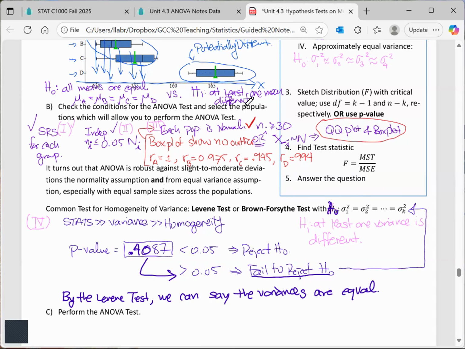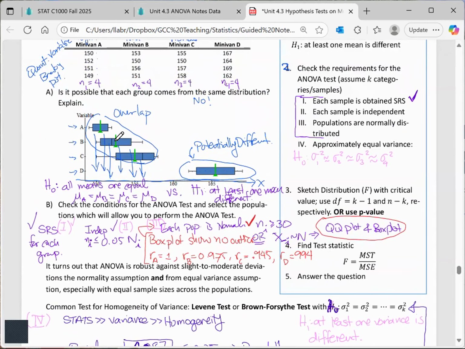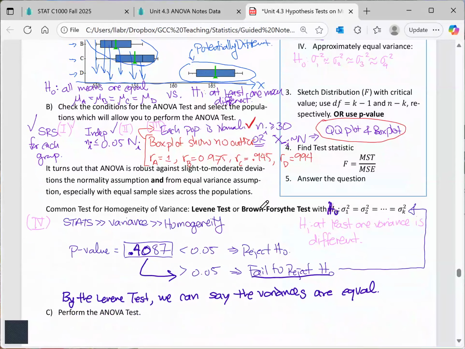Which is kind of strange, because if you look at the variability here, the variability in A is actually very small versus B, versus C, versus D. So the variability is increasing, but this test is actually very robust, in the sense that you have to exhibit extreme differences in order for this test to be rejected. So that's part of the reason why it's the go-to.